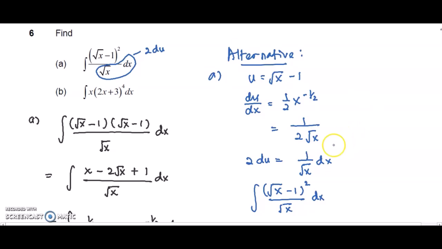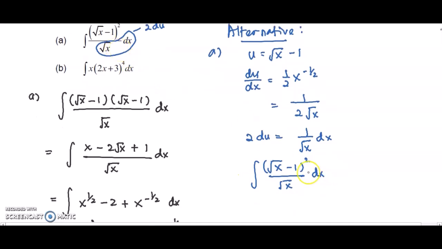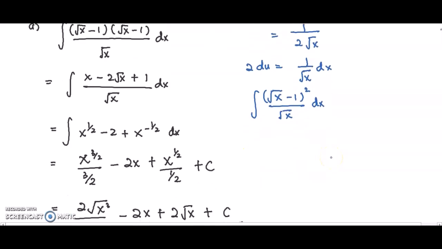After that, we can see that 1 over square root of x dx can be substituted as 2 du. You see, 1 over square root of x, I bring the dx to the right. I get 1 over square root of x dx, and then bring the 2 to the left. I have 2 du, meaning that 1 over square root of x dx can be substituted as 2 du. Then I can just put this as u squared, and 1 over square root of x dx will be written as 2 du.